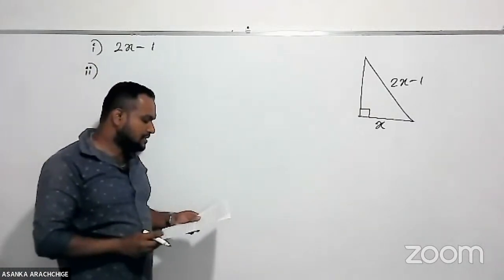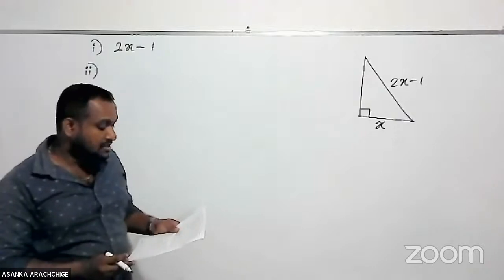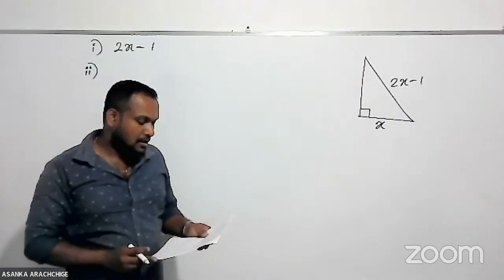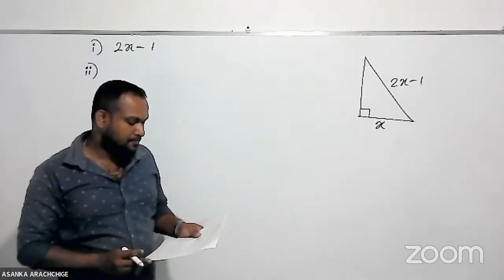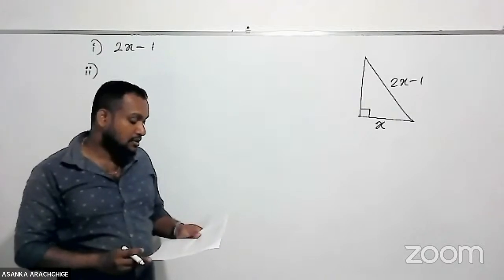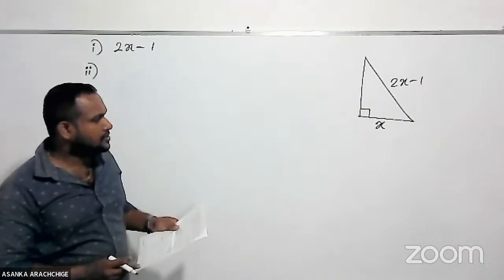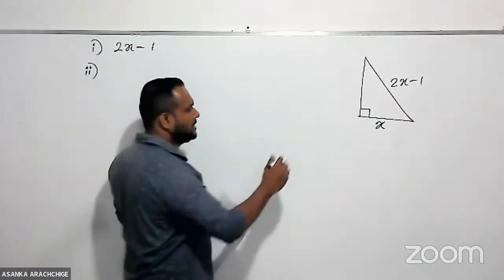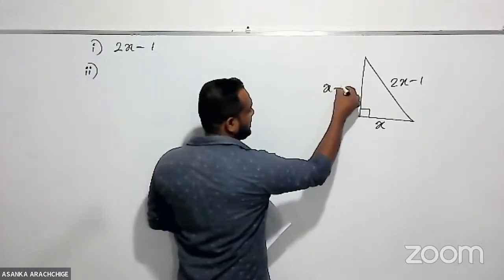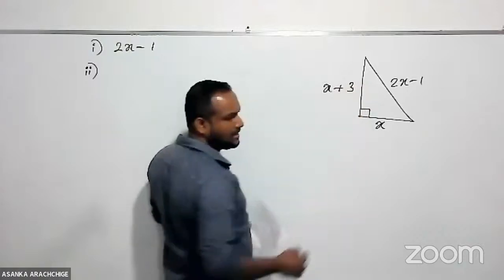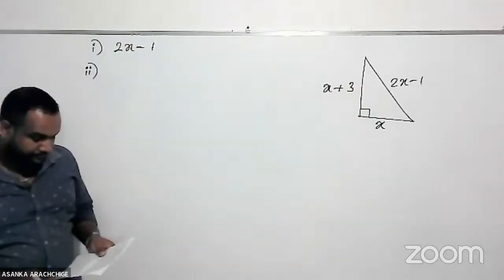If the remaining side is 3 centimeters more than the length of the shortest side, 3 centimeters more than the length of the shortest side is the length of the remaining side. That means this is x plus 3. Clear?